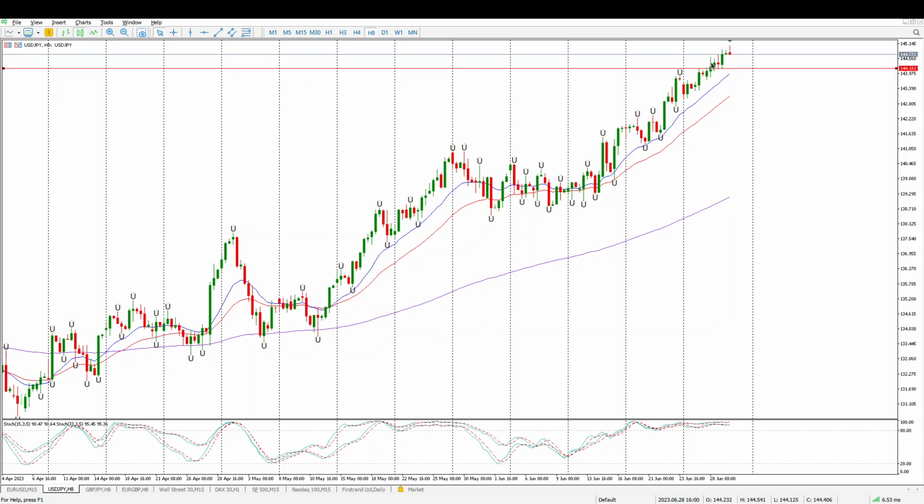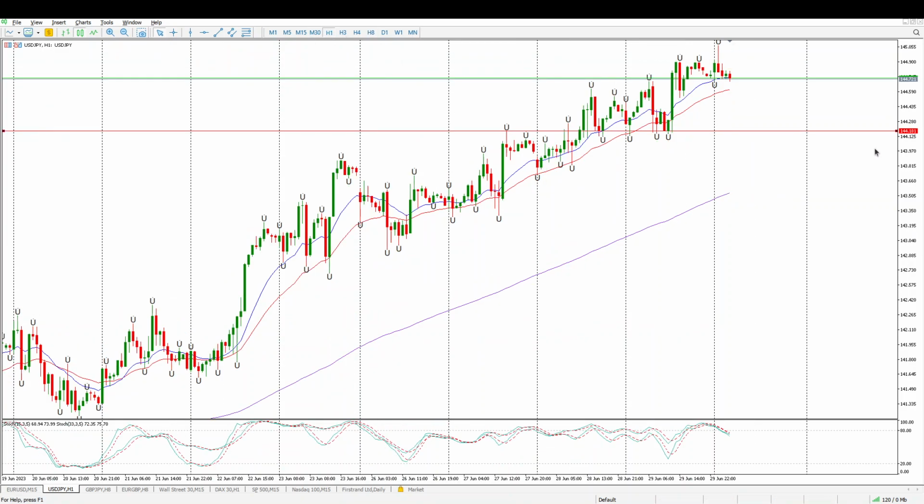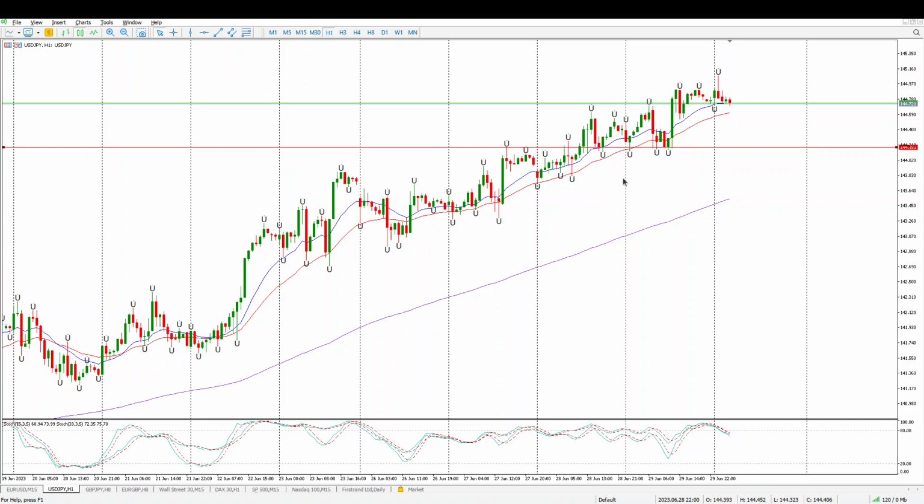Moving on to US dollar Japanese yen. You can see it keeps grinding higher, but there are still sellers coming, and look at all these tails here. This is still something I'm not really keen on getting involved in. But as we said yesterday, a pullback onto this could offer some opportunities.